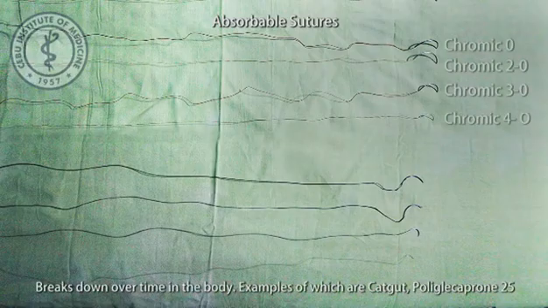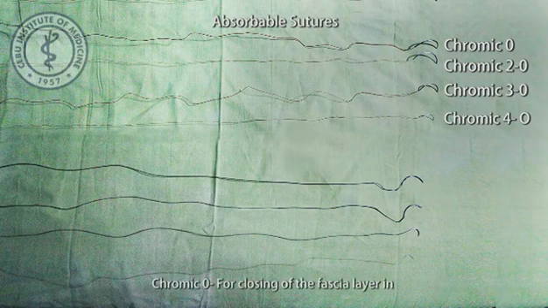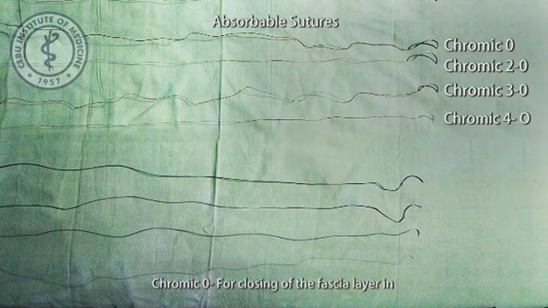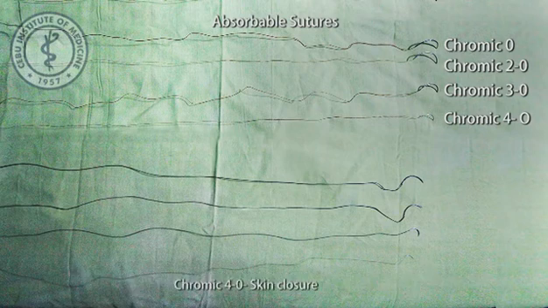Suture. Absorbable sutures break down over time in the body, examples of which are catgut, polyglecaprone 25, chromic 0, for closing of the fascia layer in abdominal surgery; chromic 2-0 and 3-0, skin closure when there is a lot of tension on the tissue, closure of muscle layers, or repair of bowel in surgery; chromic 4-0, skin closure.